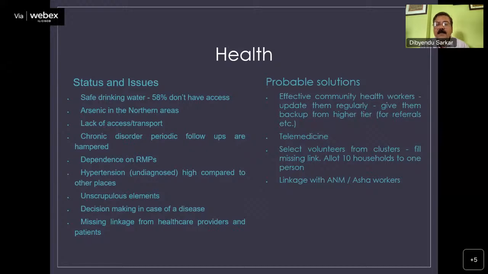Maybe 10 households are given to one person, who will monitor the health status of the people over there with a little bit of training. Their task will not be to administer any kind of health facility. Their task will be only identification and reporting, and they will be linked with ANM, ASHA workers and all. So those might be the probable solutions in the health sector. Go to the education one. Next one.